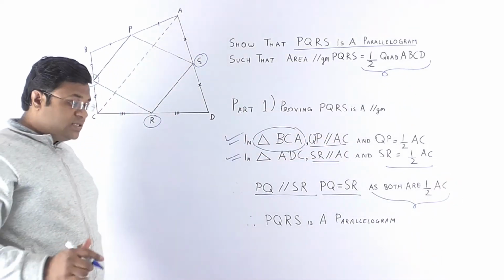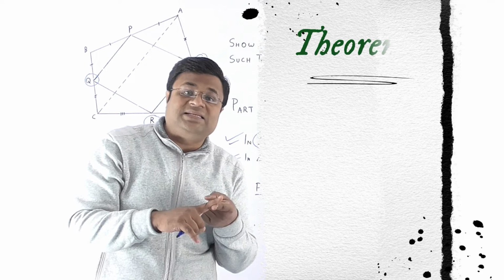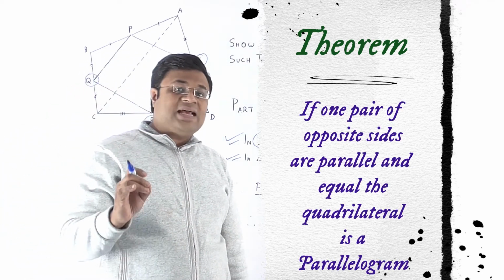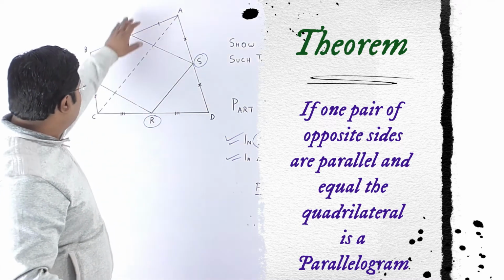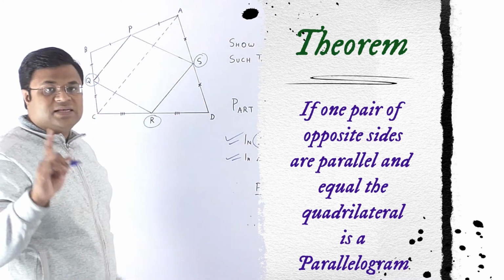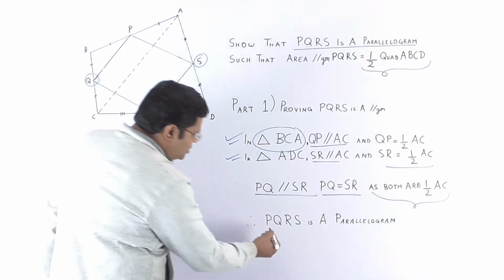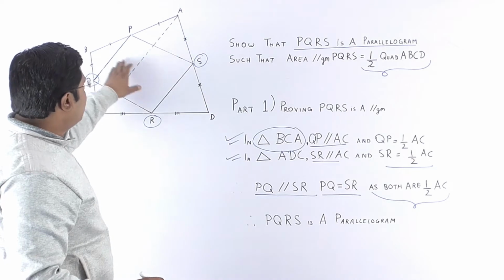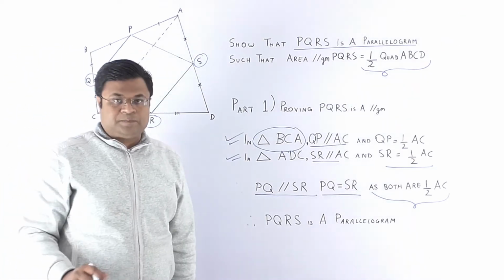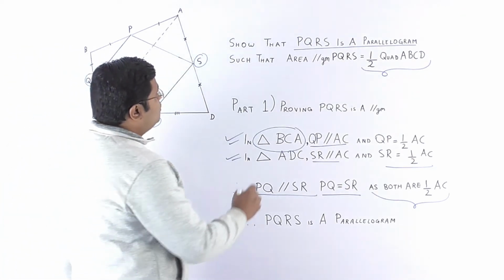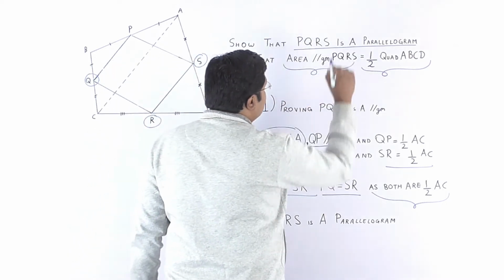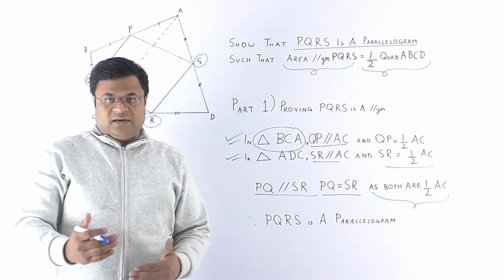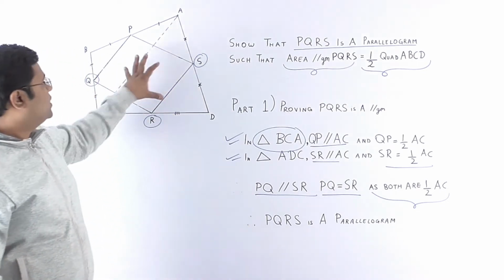Condition about quadrilaterals: if one pair of opposite sides are parallel as well as equal, then the quadrilateral PQRS is a parallelogram. So you can mention that PQRS is a parallelogram as one pair of opposite sides are both parallel and equal. Now we need to prove the area is half of quadrilateral ABCD. That we will see how we can do.